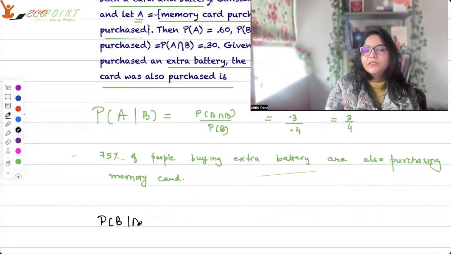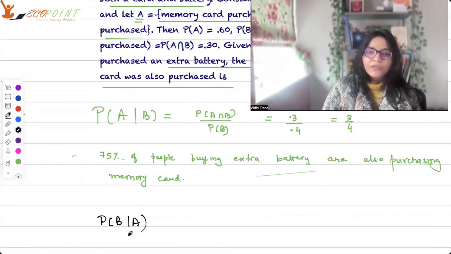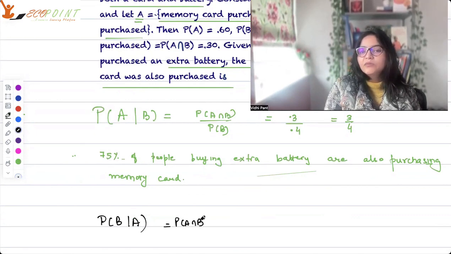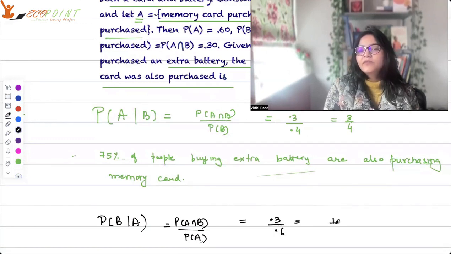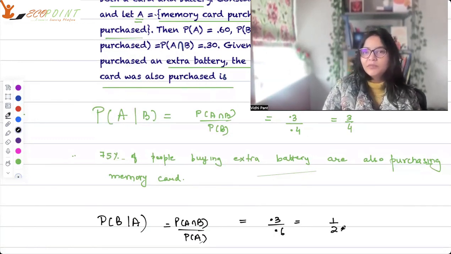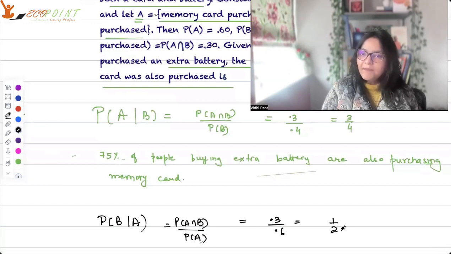Similarly, you could also have been asked a question where you had to find out the probability of B given A. That is, of all the people buying the extra optional memory card, how many are also buying the battery? That would have been probability A intersection B upon probability A. So that would have been 0.3 upon 0.6. That is 1 by 2. 50% of the people who are buying the memory card are also purchasing an extra battery.